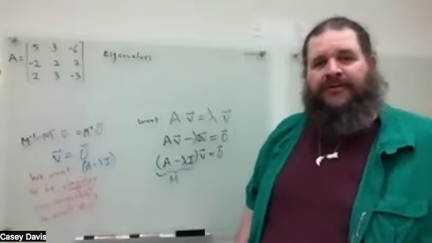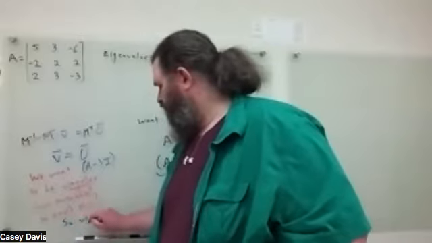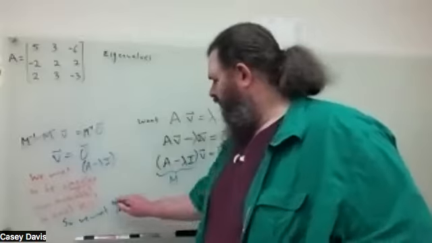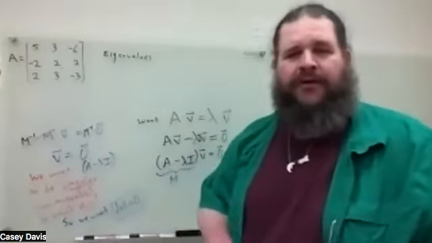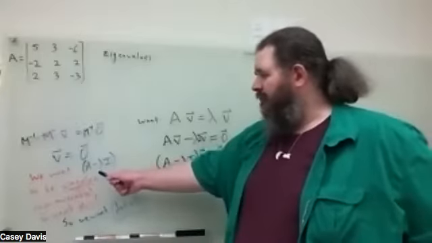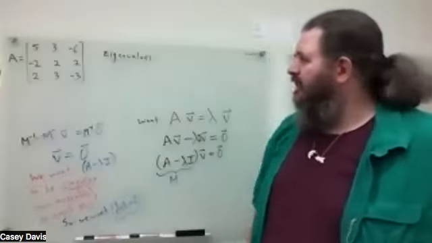Yeah, we want the determinant to be 0. We want the determinant to equal 0. That's really the key to the whole thing. The key to finding eigenvalues is we want lambda values that make A minus lambda I have 0 as the determinant. So we can actually start with that.